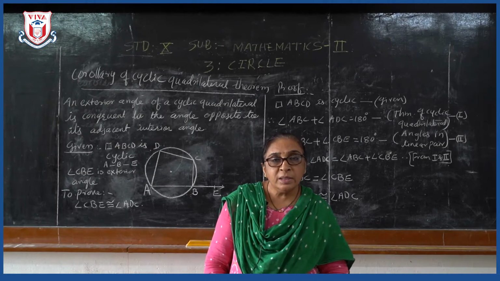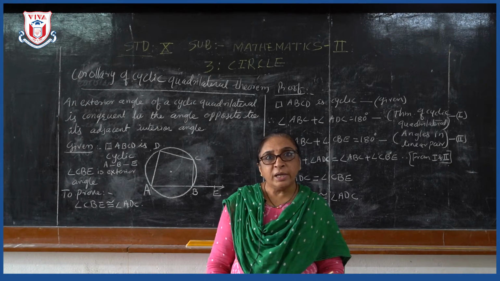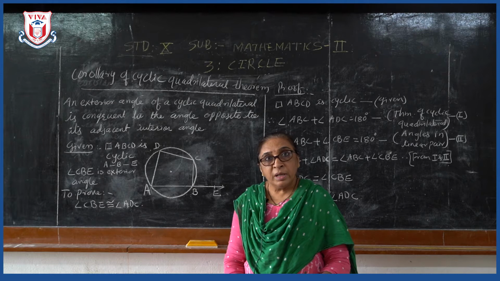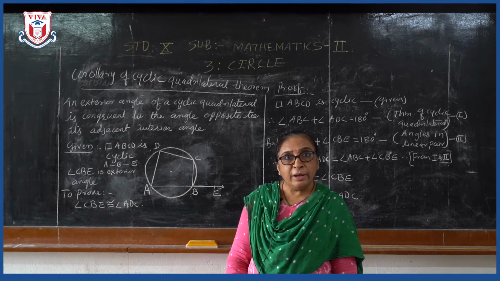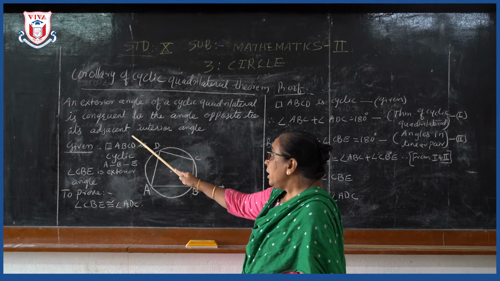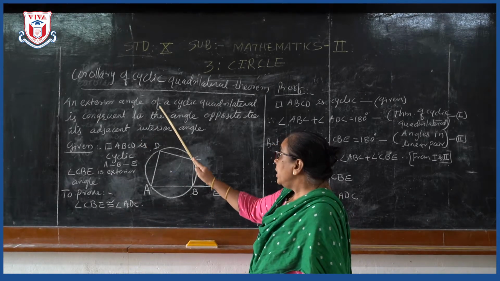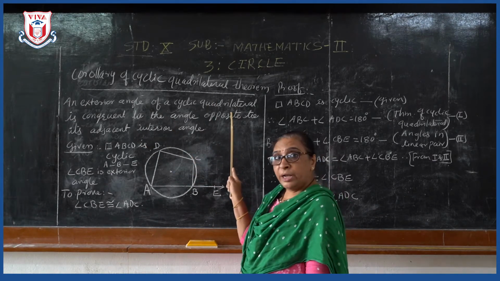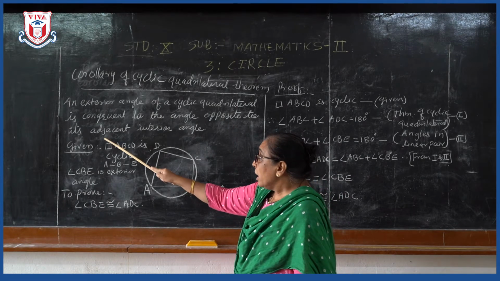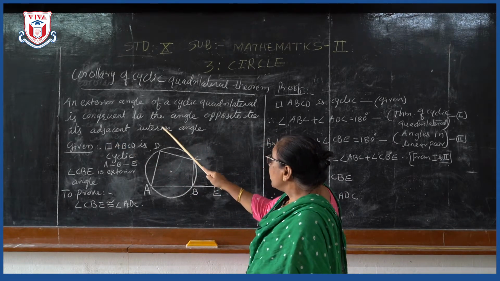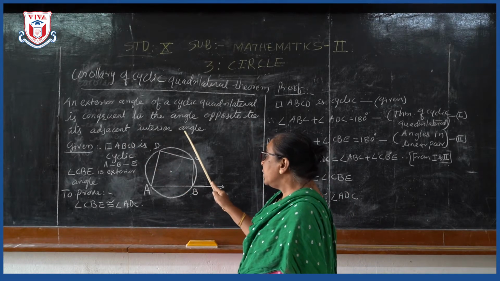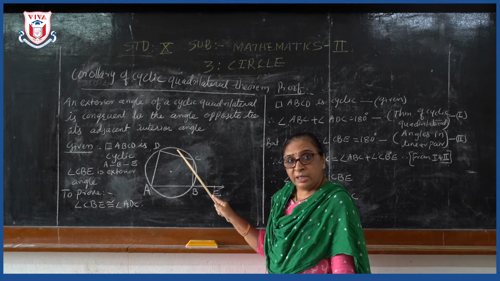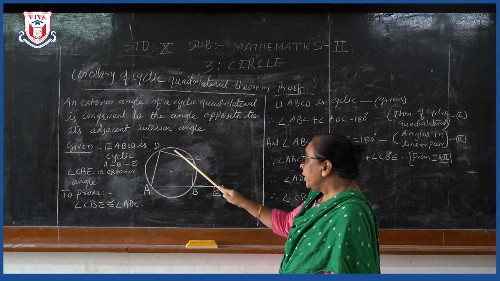Now we will see the corollary of cyclic quadrilateral, that is related to its exterior angle. The corollary states that an exterior angle of a cyclic quadrilateral is congruent to the angle opposite to its adjacent interior angle. I will explain the statement with the help of a figure.